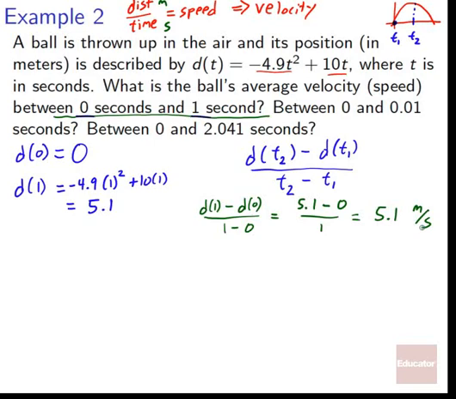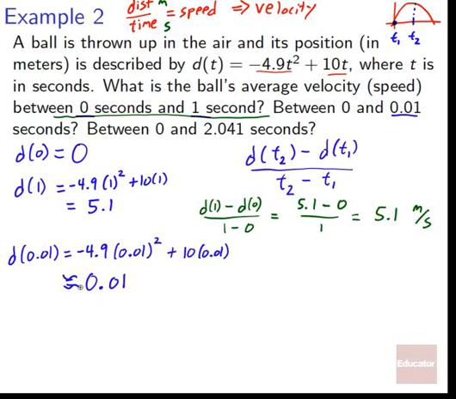All right, next let's look at between 0 and 0.01 seconds. So if we want to find the location at 0.01, it equals -4.9 times 0.01 squared plus 10 times 0.01. Plug that into a calculator, and that's going to come out to be 0.09951. So let's just round that to the much more reasonable to work with 0.01.